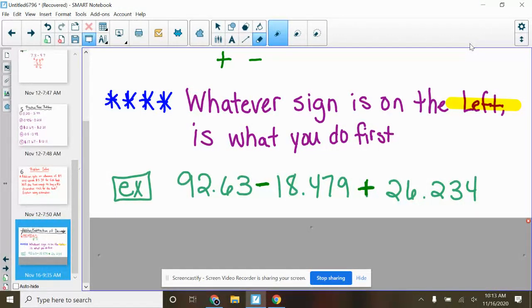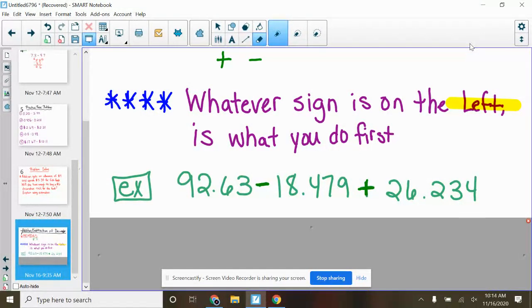The purple words say that whatever sign is on the left is what you do first. So take a minute and look at this problem. Do you see how on this side over here is a subtraction sign and on this side over here is an addition sign? What side of my body is this? That's the left. So in this math problem, what sign is on the left? Subtraction. Subtraction is on the left side of the problem. Addition is on the right side of the problem.